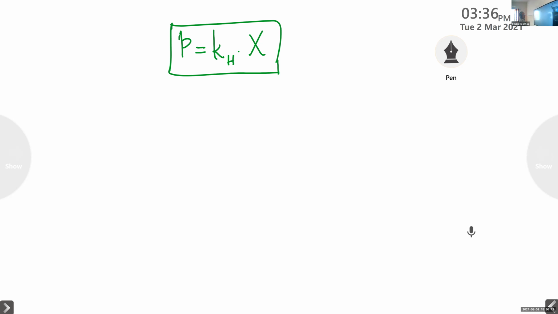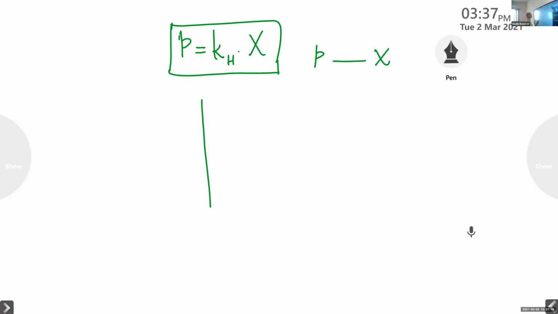Now let us see the graphical representation of Henry's law. In the graphical representation, we are going to draw a graph between the partial vapor pressure and the mole fraction X. And what will be the nature of the graph obtained? That is the graphical representation of Henry's law.